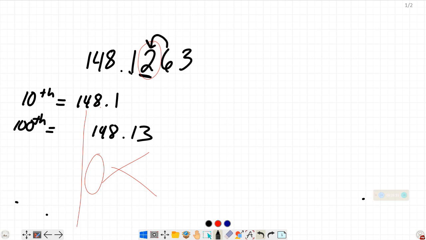If the 1 to the right is 5 or bigger, then you make your number bigger by 1. Now, why? Why do we do that? Why don't I just say 148.12 and then call it good? Why bother rounding at all?